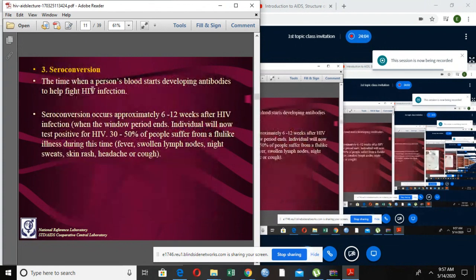Sorry, we have jumped a phase, seroconversion. We started with HIV infection, went to the window period, then we have the seroconversion. This is the time when a person's blood starts developing antibodies to help fight HIV infection. Remember, in the window period, we said the body cells develop the antibodies that help fight HIV infection.